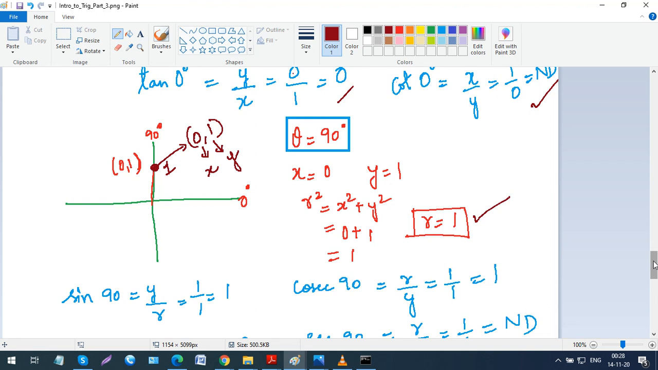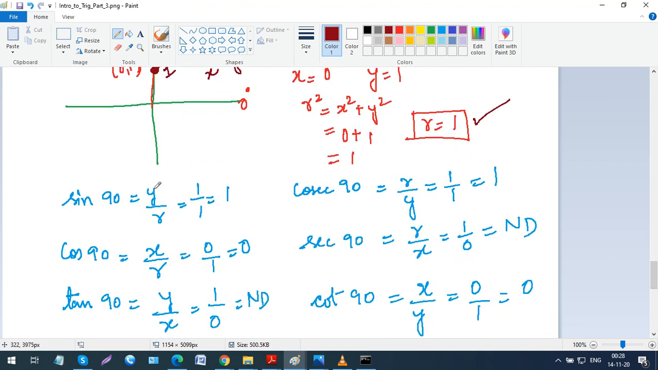Now sine 90 is y over r, so 1 over 1, which is 1. Cos 90 is x over r, so 0 over 1, which is 0. And tan 90 is y over x, which is 1 over 0, which is not defined. Similarly, cosecant 90 is r over y, so it's 1. Secant 90 turns out to be r over x, so 1 over 0, which is not defined. And cot 90 is x over y, which is 0 over 1, which is 0.